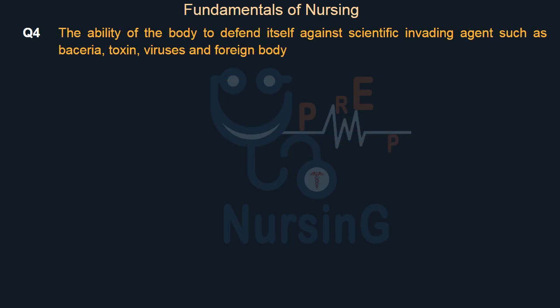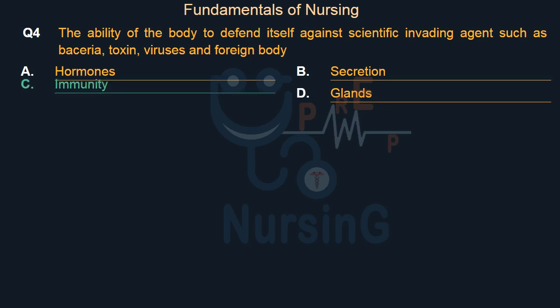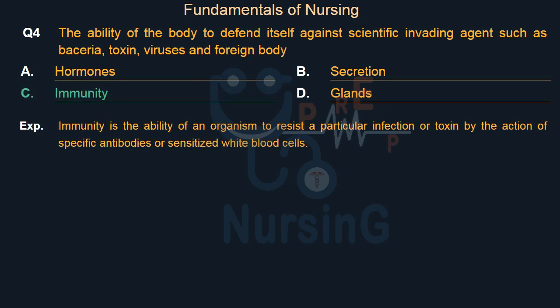The ability of the body to defend itself against scientific invading agents such as bacteria, toxins, viruses and foreign bodies. Option A, hormones. Option B, secretion. Option C, immunity. Option D, glands. Right answer is option C, immunity.